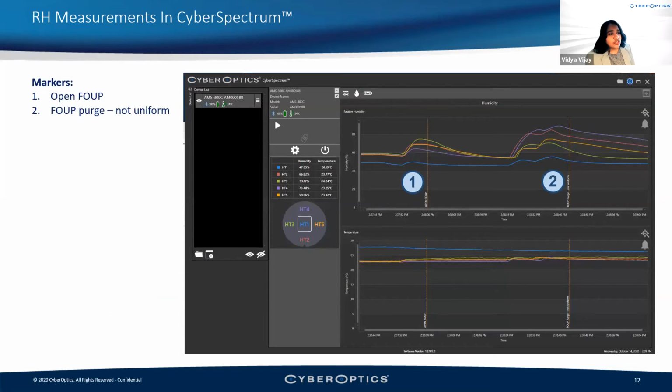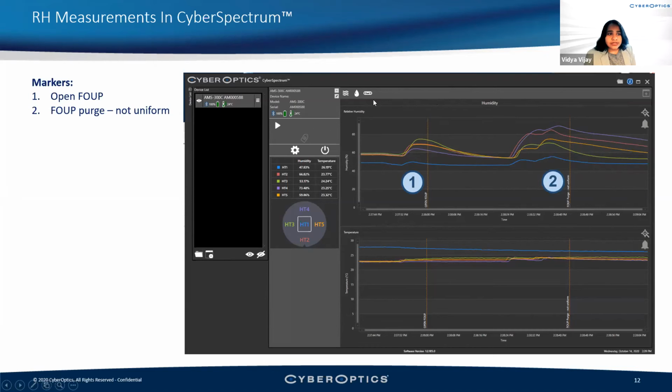Here we had a measurement in a case. You can see how they opened the FOUP and did a purge, but when you do a purge, you would expect the humidity to go down. There was an issue we were able to figure out with our real-time software, and you can drop markers wherever you can, so you know what is happening and there is a record of what is going on.